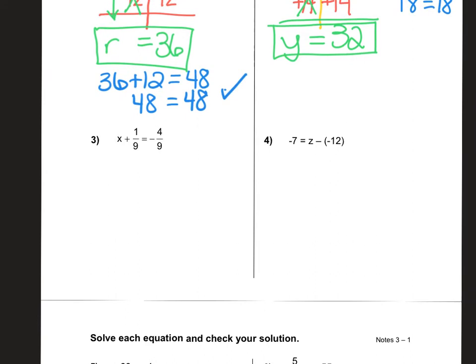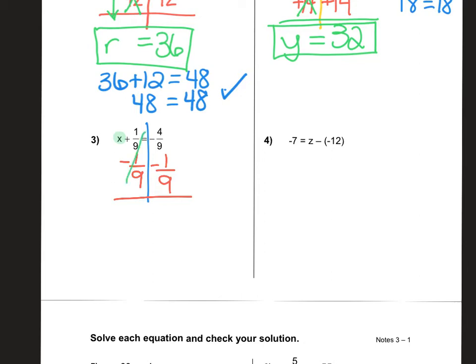Okay, it doesn't change just because we have a fraction. We still go through the same process. We can still see that our variable here is x. We can also see that x is added to 1/9. So the opposite of adding would be to subtract. So we would have to subtract 1/9 from the left side, but we'd also have to subtract 1/9 from the right side.